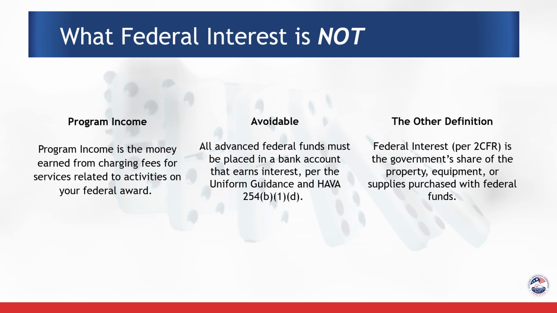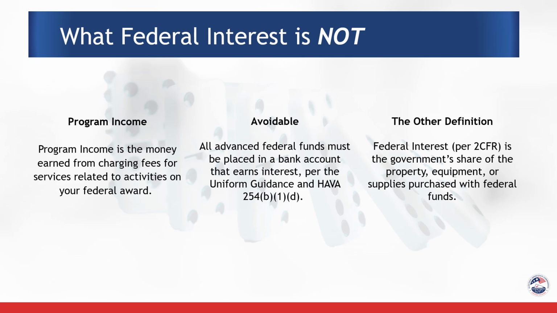What are not federal interest dollars? It is not program income. Program income is the money that you earn from charging fees or services related to the activities on your federal award. Examples of this might be charging people for the use of voter registration lists, or if you have a training or conference that is funded by your federal grant, but you charge a small fee to attendees and you hold on to those fees, that would be considered program income.